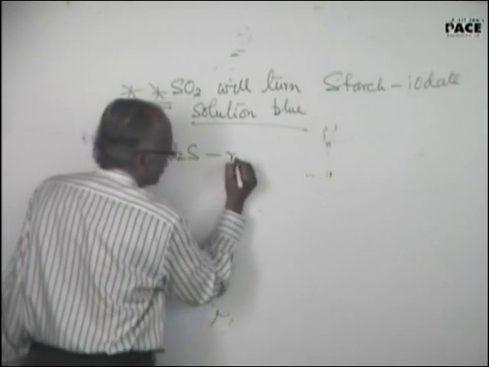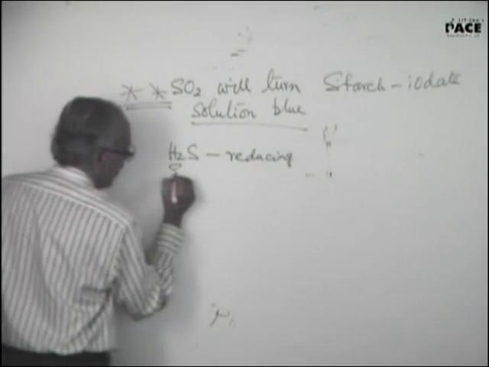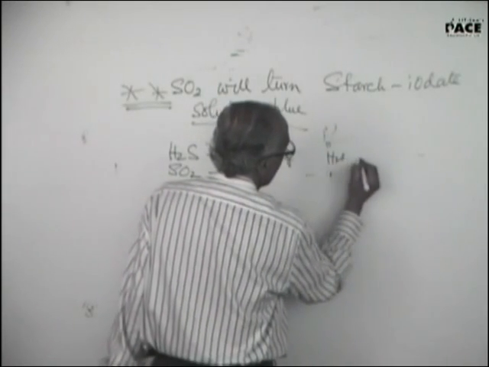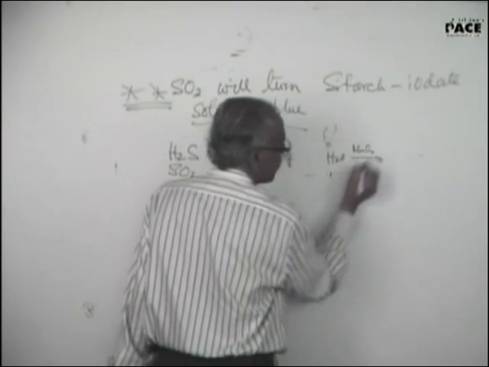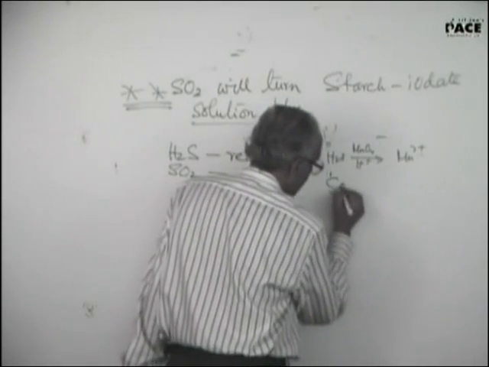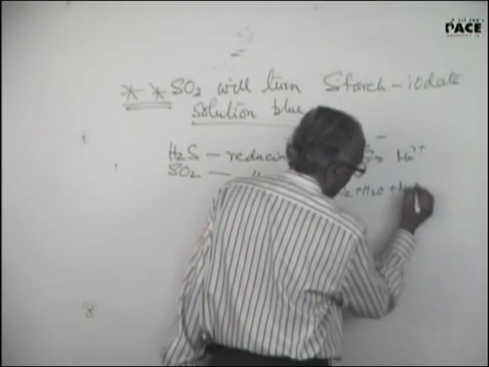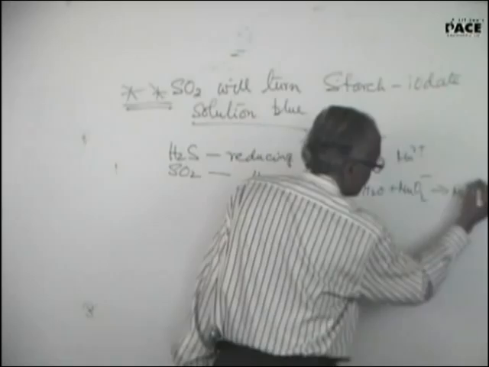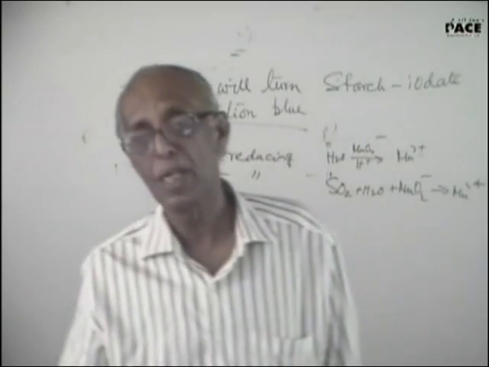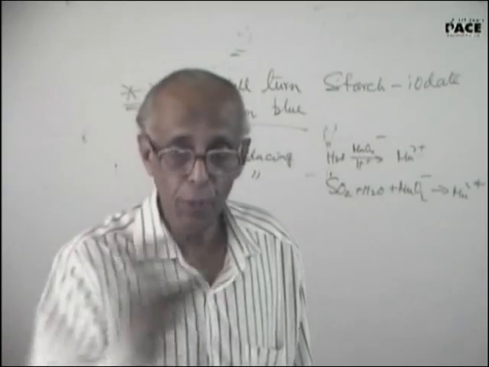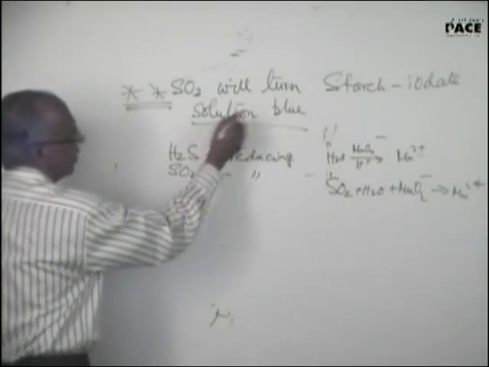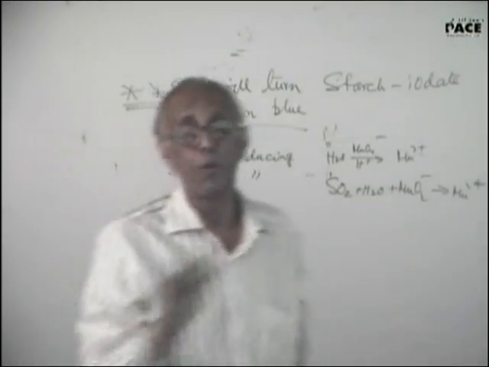H2S is reducing. Sulfur dioxide is also reducing. H2S will discharge permanganate color in presence of acid to give you Mn2 plus. Sulfur dioxide plus water will discharge MnO4 color to give you Mn2 plus. H2S will turn dichromate paper green. Sulfur dioxide will turn dichromate solution green. So both will give similar tests. But sulfur dioxide will turn starch iodate solution blue, which H2S will not do.